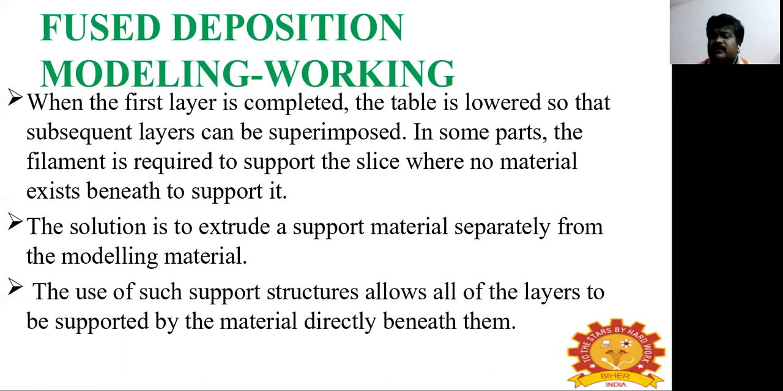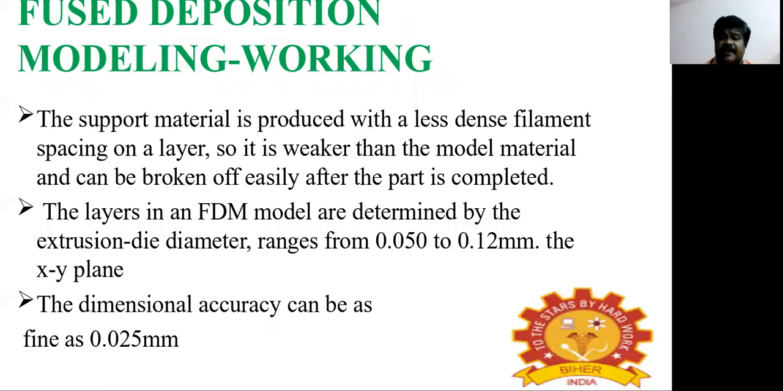So the main solution is we can extrude the support material separately from the modeled material. So we use support structures for all layers, and they will be supported by the material that is beneath them. If you take the support material, it will be less dense, and the model material can be broken off when our part is completed. Before that, it cannot be done.